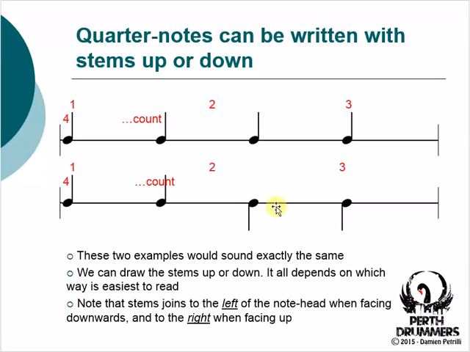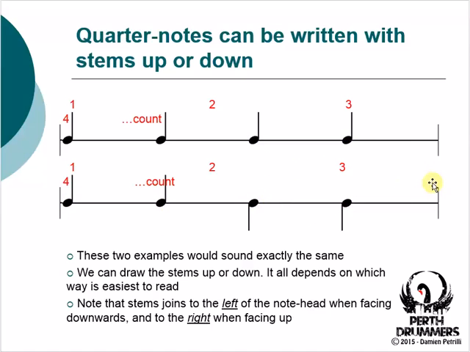If the stem is pointing down, then the stem has to attach to the left-hand side of the note head, as you can see here. If the stem's pointing up, it needs to attach to the right-hand side of the note head, as you see here. So ignoring those red numbers, the counts would actually be 1, 2, 3, 4. 1, 2, 3, 4, etc.